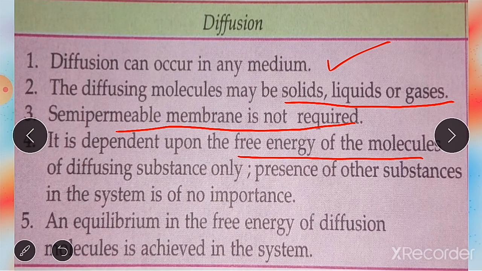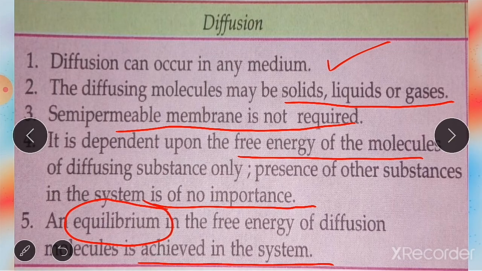Presence of other substances in the system is not important. Important is only the energy of molecules that move from higher concentration to the lower concentration. Number 5, an equilibrium in the free energy of diffusing molecules is achieved in the system. Equilibrium is achieved means on both the sides, inside the cell and outside the cell, when there is the same concentration of the molecules, then there will be no diffusion. So equilibrium is achieved in the process of diffusion.